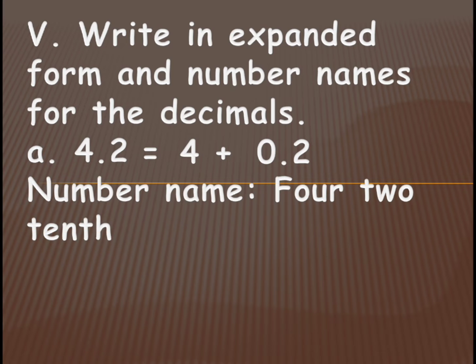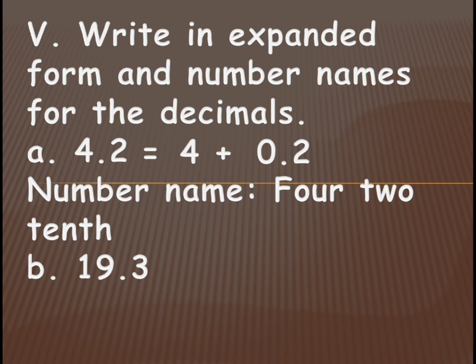Coming to your number name, 4.26: 2 is in tenths place, so you'll write 4 and 2 tenths. 6 is in hundredths place, so you'll write 6 hundredths. Hundredths. Tenths place or hundredths place. Okay, let's see another one.